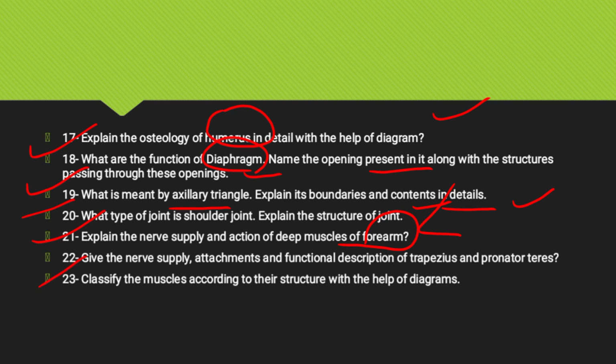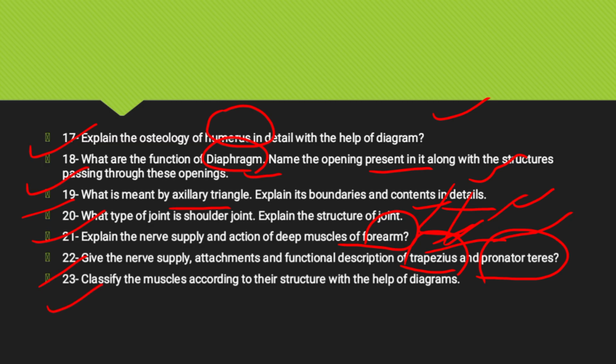Question number 22 is: give the nerve supply, attachment and function description of the trapezius and the pronator teres. Pronator teres has a role in pronation, and the trapezius is a triangular muscle. It has three parts: upper traps, middle and lower traps.